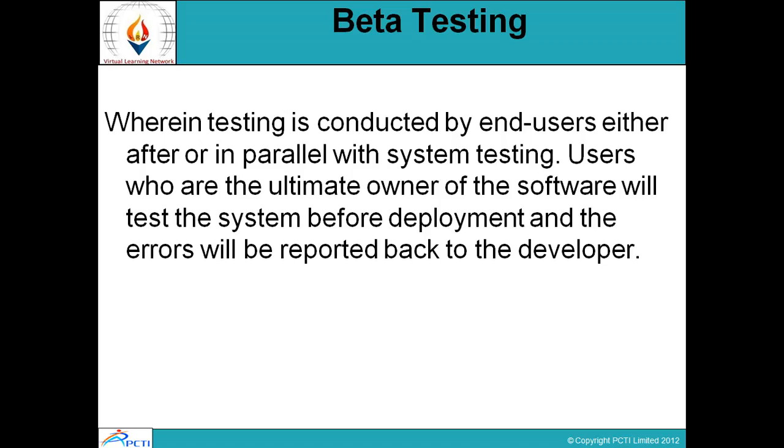And now beta testing. In beta testing, the testing is conducted by the end user, either after or in parallel with the system being used. The users, who are the ultimate owners of the software, test the system before deployment, and the errors are reported back to the developer. It is not necessary that only the developer tests; the developer checks their mistakes, and in parallel the end users also test for mistakes in the software, to provide the quality of the software as required.